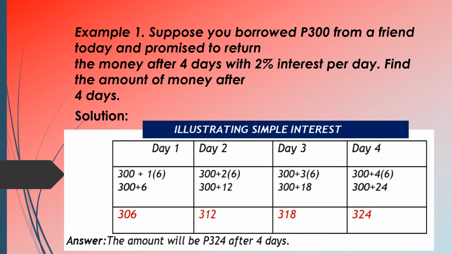In illustrating simple interest from day 1 to day 4, the interest there is 6 pesos per day. So day 1 has 6 pesos, day 2 is another 6 pesos, day 3 is another 6 pesos, and day 4 is another 6 pesos for the interest. So after 4 days, you have 24 pesos added to the principal, which is 300 pesos, and the total amount that should be paid after 4 days is 324 pesos.